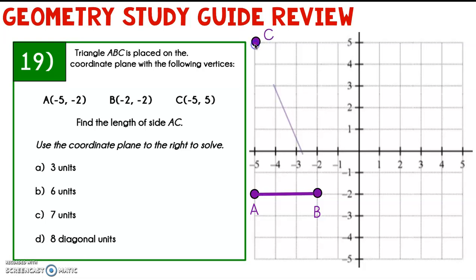So now what we're going to do is connect our points to make our triangle. And it says use the coordinate plane to find the length of AC. So we're counting from here to here. So we're going to say 1, 2, 3, 4, 5, 6, 7. So our answer should be C, 7 units. And I think I've actually counted the wrong ones. I put 3 units, but that's incorrect because that's AB. AC is 1, 2, 3, 4, 5, 6, 7 units. That should have been our answer.